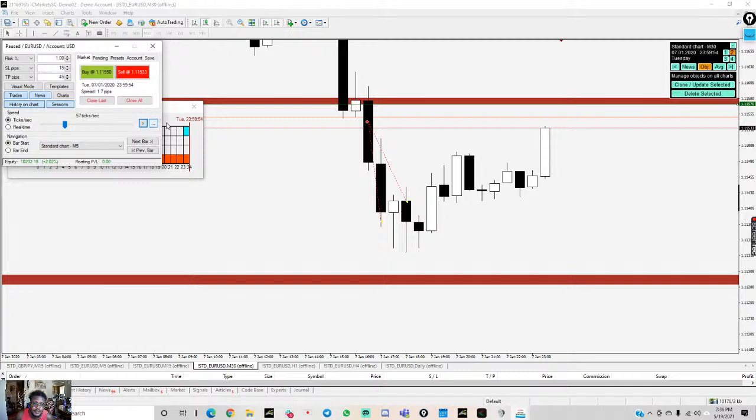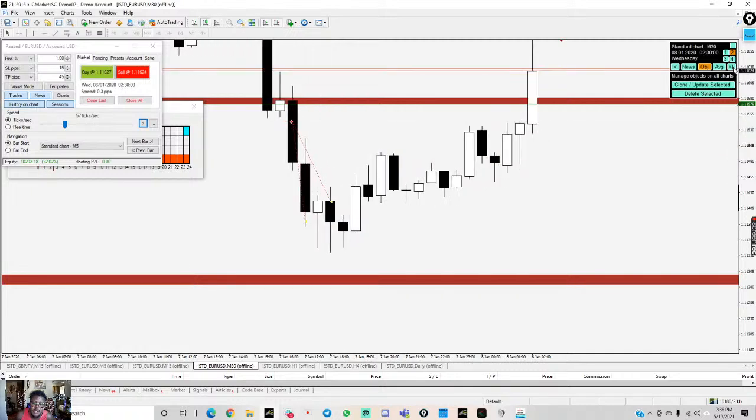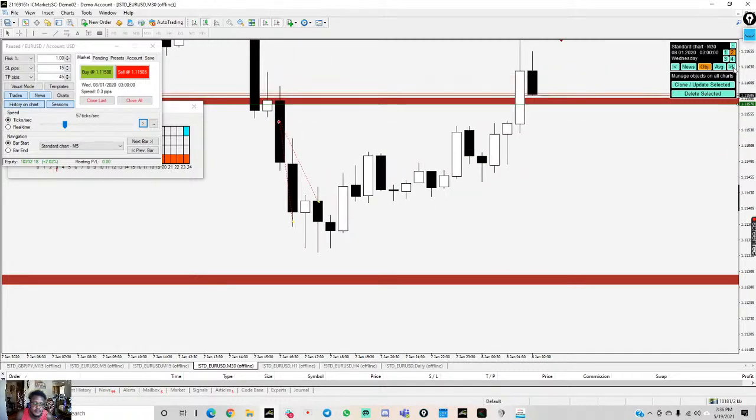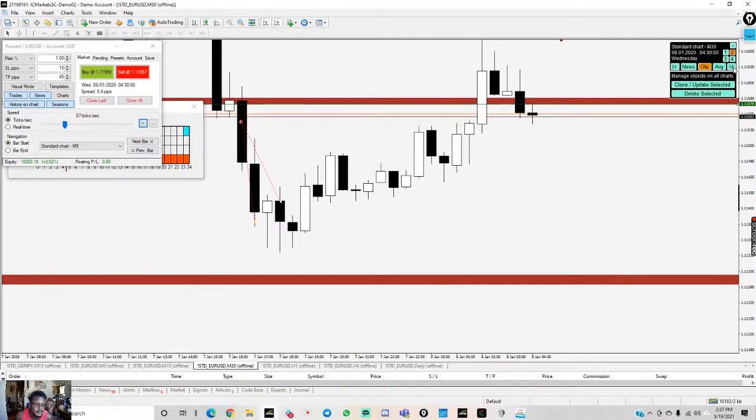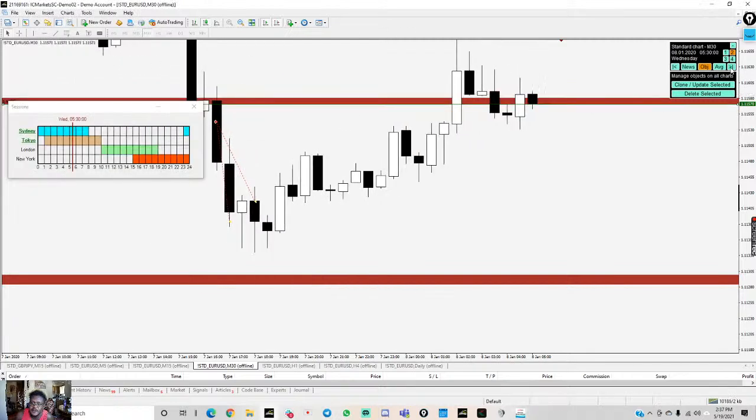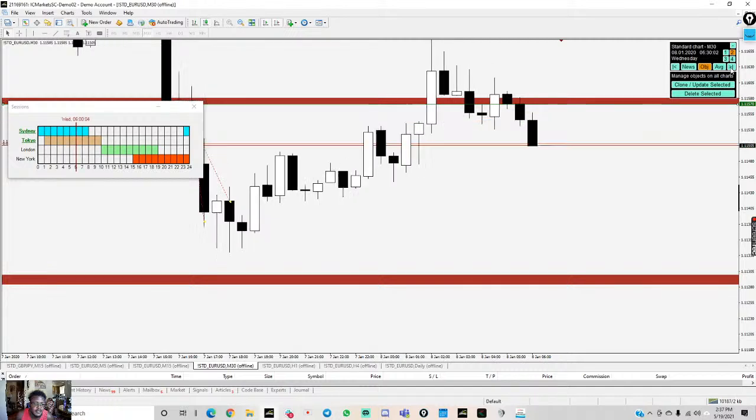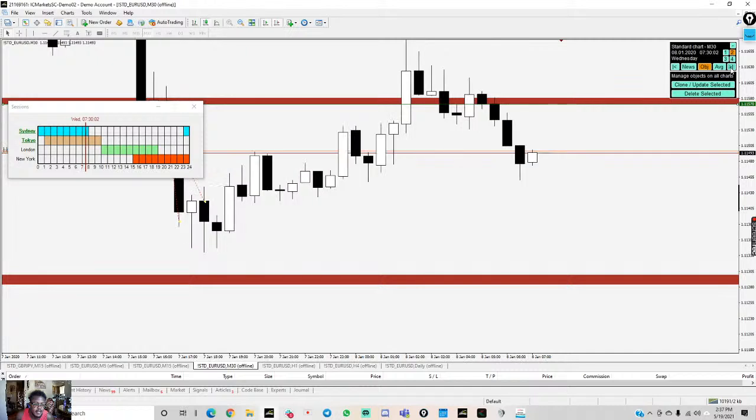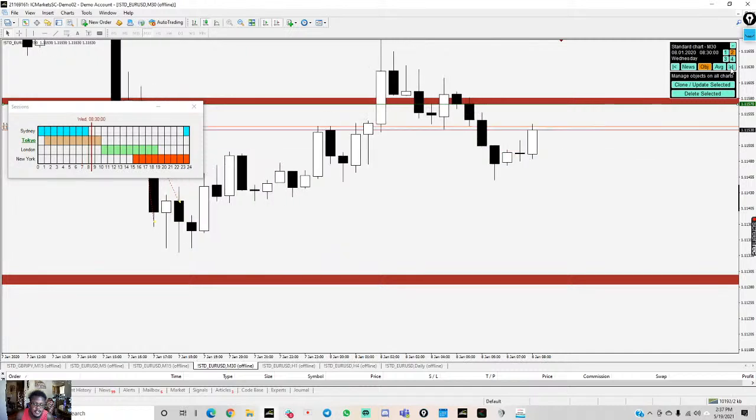Look at this. We would have gotten stopped out if we had a secure position. So what I'm going to do is move back up to the London session, look at the market structure and make adjustments to our zone. And from there, we can look for potential trades.